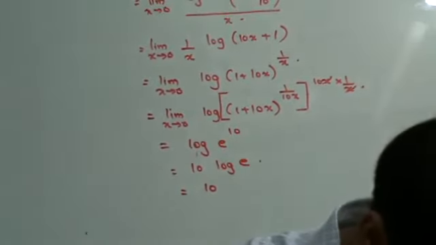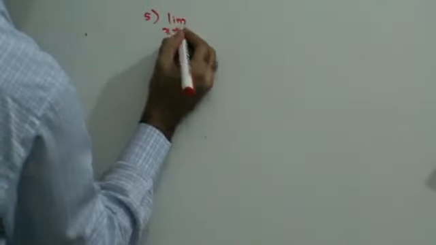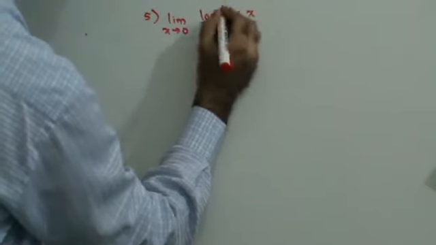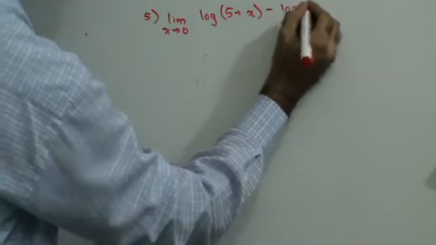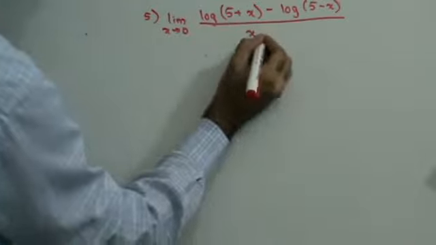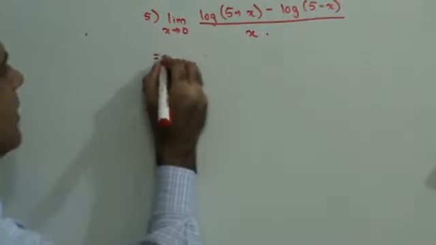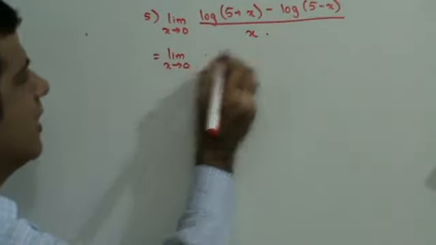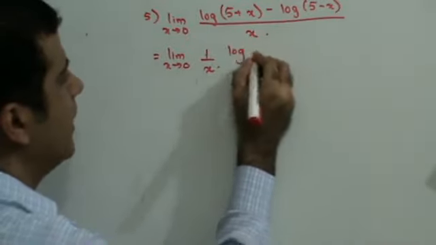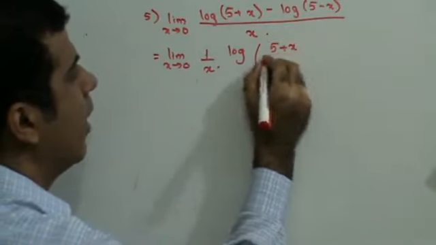Let's move on to the next one, guys. Limit of x tends to 0, log 5 plus x minus log 5 minus x upon x, right? Same sum, same type of sum. Let's see how we do this. This can be written as limit of x tends to 0. This x I am writing separately as 1 upon x. Log a minus log b is nothing but log a upon b.